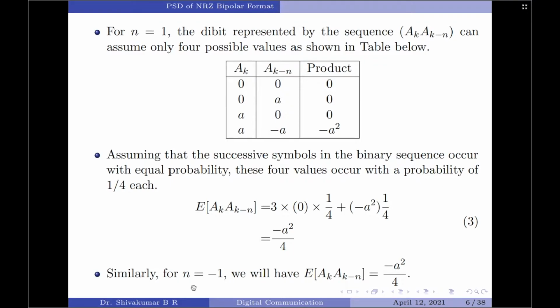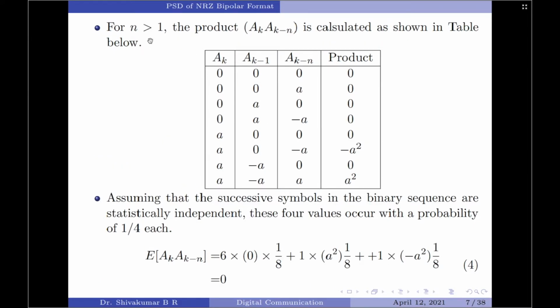Now, by a very similar approach, when I consider n equal to minus 1, we will again have the autocorrelation equal to minus A square by 4. So now I can write the autocorrelation function for the bipolar format when n is equal to plus or minus 1 is equal to minus A square by 4. Lastly, we now consider the remaining values, that is n greater than 1.